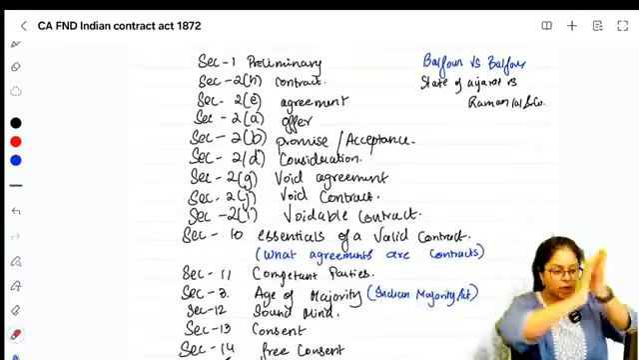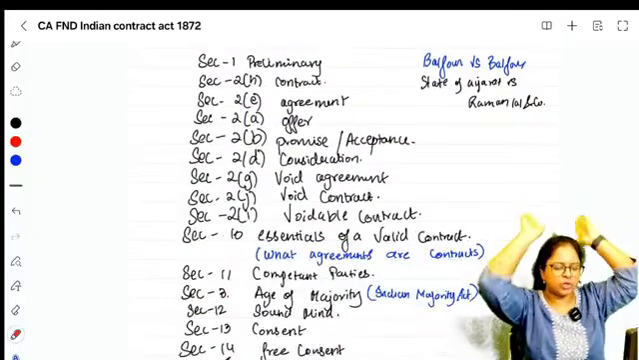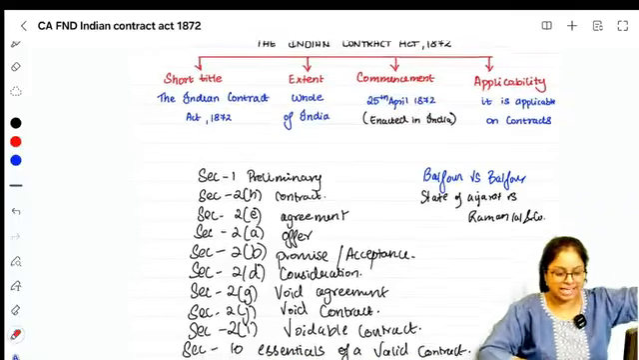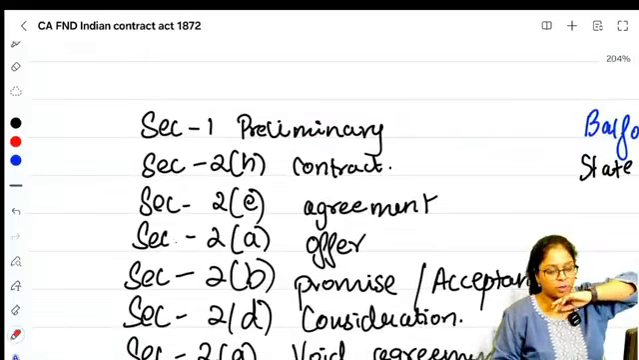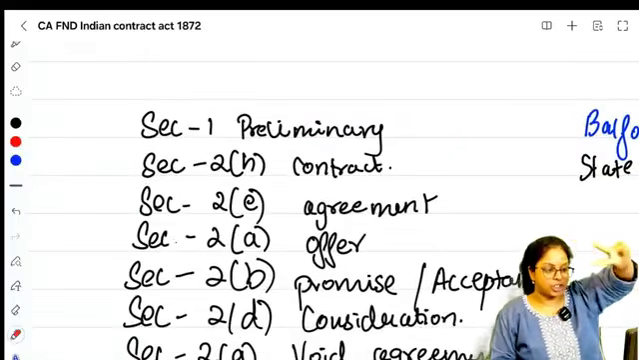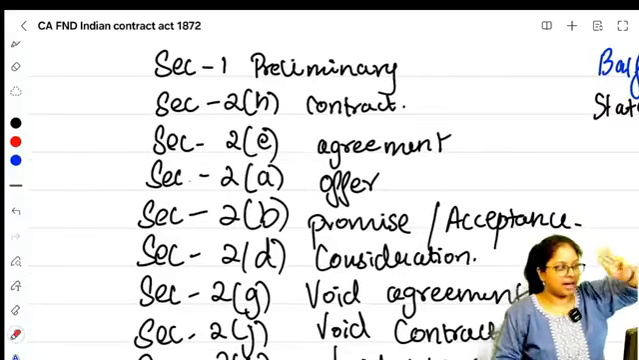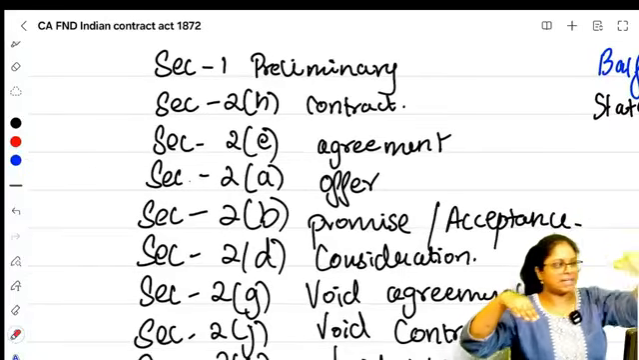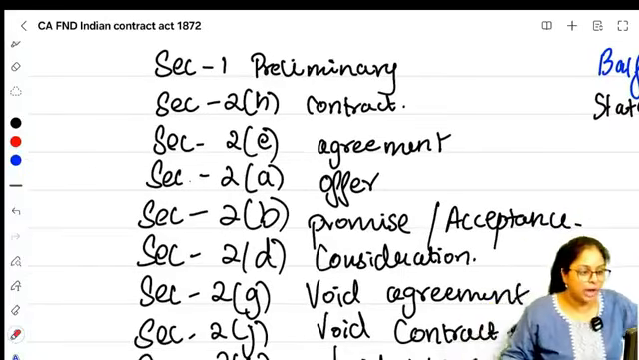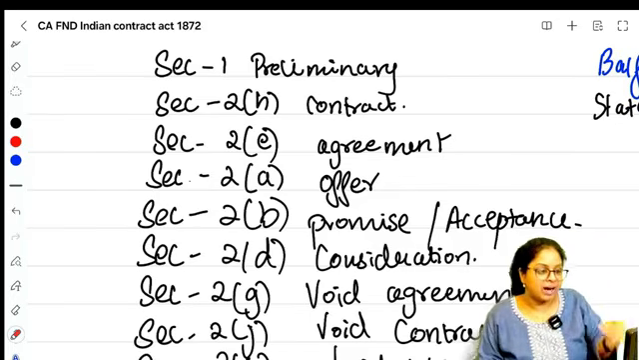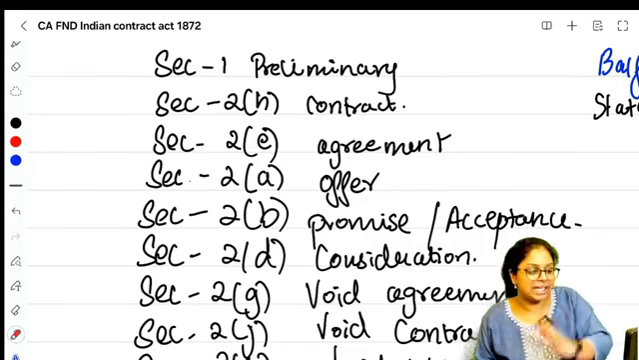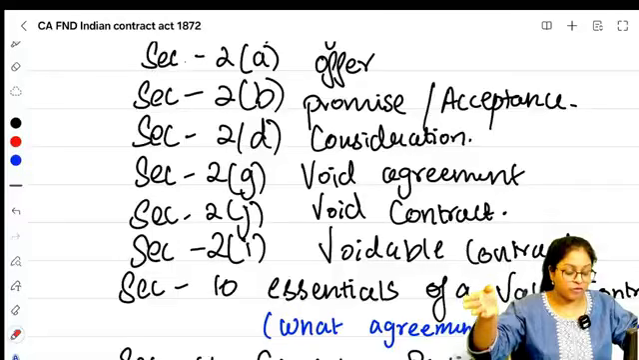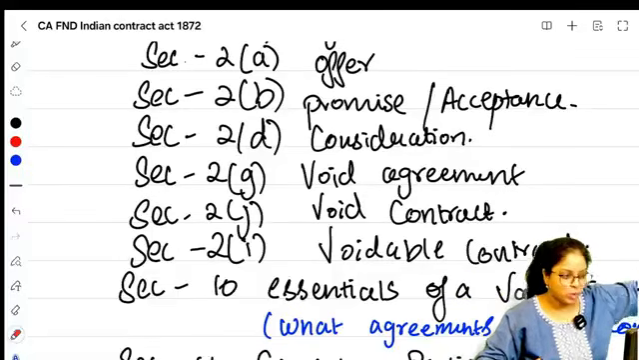Are you able to remember all the sections, guys? Let's do a final revision, 10 seconds, and then I'm leaving you. Section 1 talks about what? Preliminary. Section 2H, contract. 2E, agreement. Agreement has three parts: offer plus acceptance plus consideration. 2A is offer, 2B is acceptance or promise, 2D is consideration. In types of agreements and types of contract, there's no section for valid agreement or valid contract.